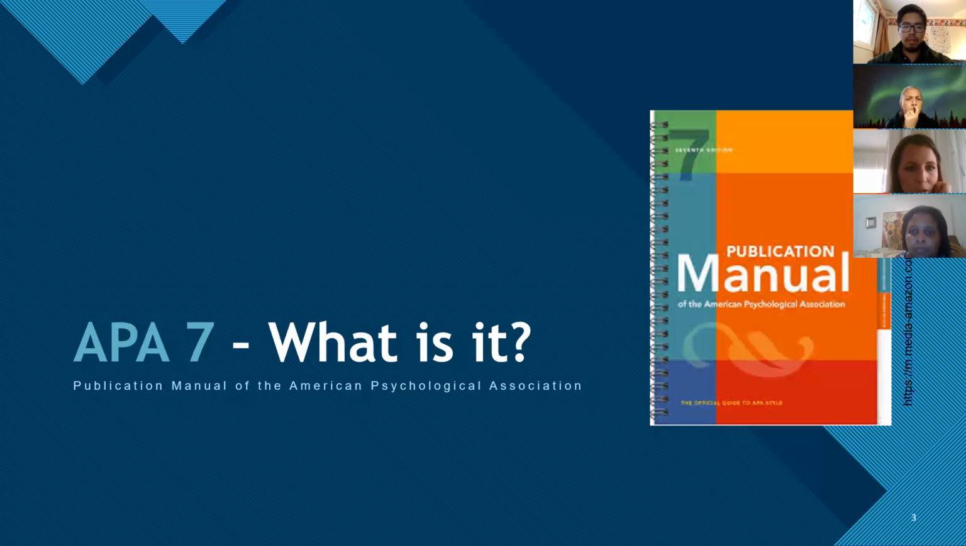So APA 7, as a review, what is it? It's a style of documentation of sources used by the American Psychological Association. That's the APA. And it's used primarily while writing research papers in social sciences, education, and a few other fields. And the 7 is because the 7th edition came out recently in late 2019, and it's the standard in institutions as of September 2020.